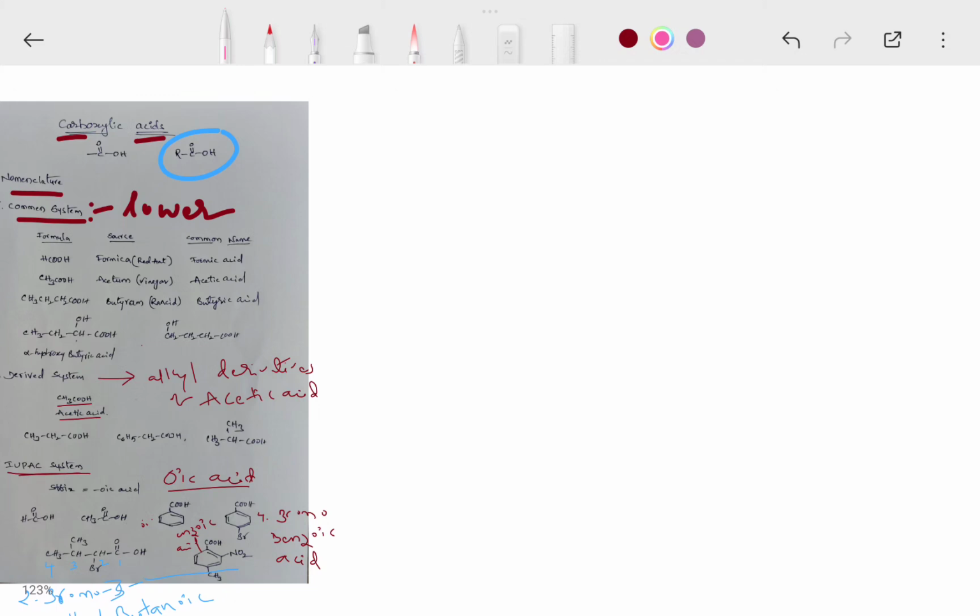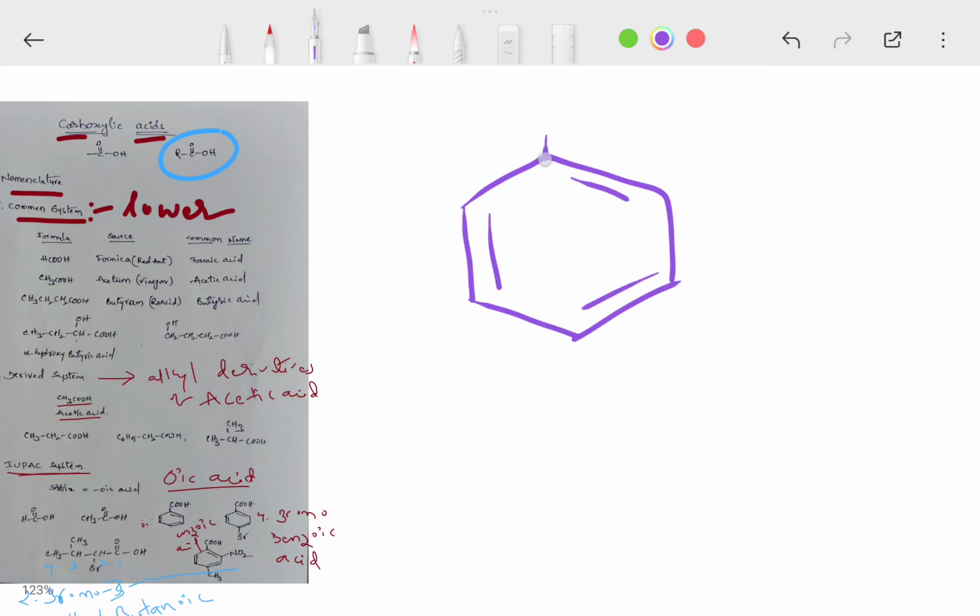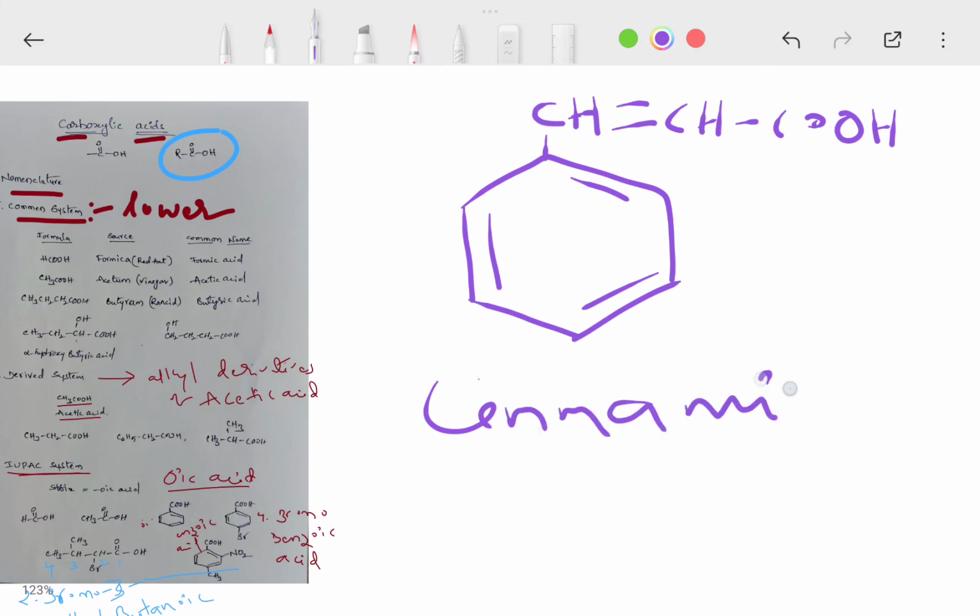For example, CH double bond CH COOH is cinnamic acid. And then you can also write salicylic acid, terephthalic acid, phthalic acid. You can write a number of examples.